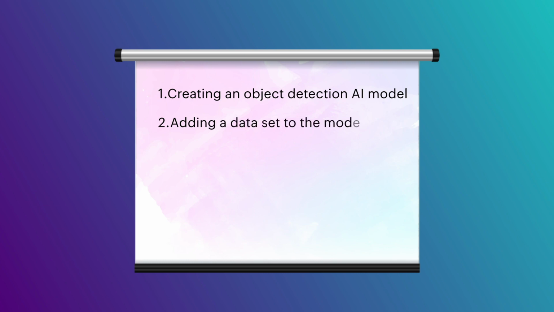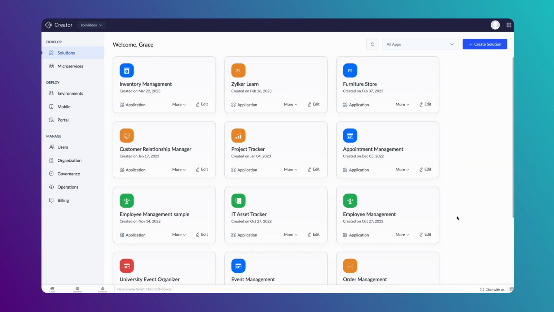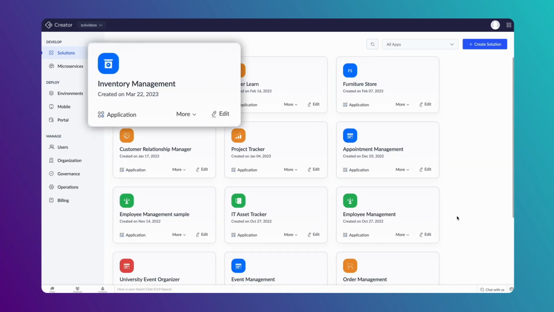Building a custom object detection model in your app involves 6 simple steps. 1. Creating an object detection AI model. 2. Adding a data set to the model. 3. Training the model. 4. Testing the model. 5. Publishing the model. And 6. Deploying the model. To understand this better, consider an example of an inventory tracking app.